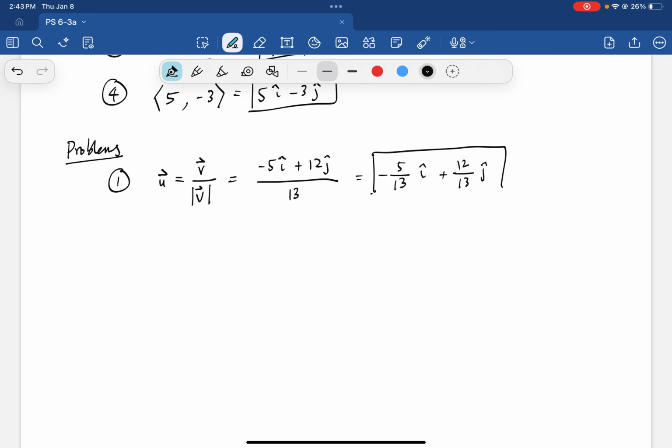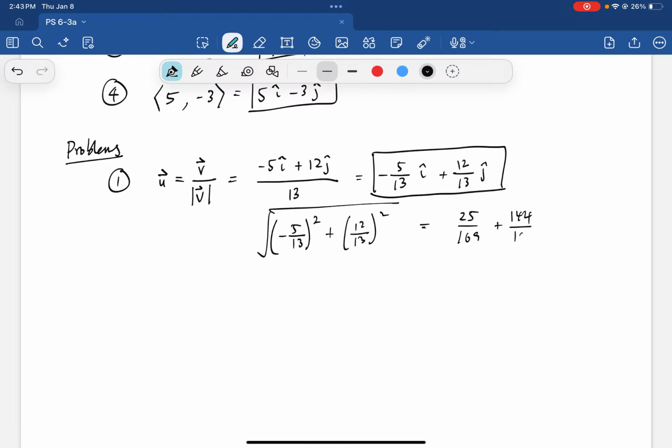That's our answer. And then to verify the value of its magnitude, this should have a magnitude of 1 because it's a unit vector, right? But just to check that, we would do 5 over 13 squared plus 12 over 13 squared, square root of all of that. And that's equal to 25 over 169 plus 144 over 169, which is indeed equal to 1.